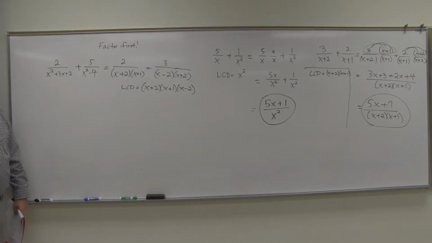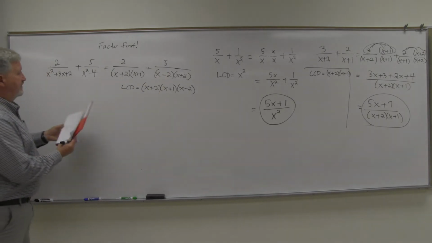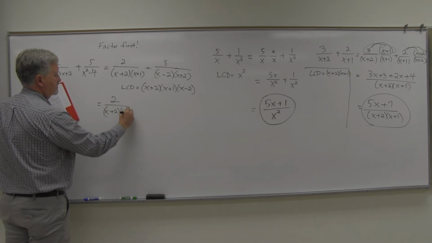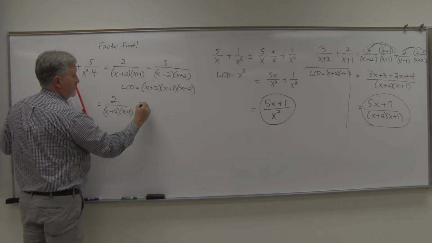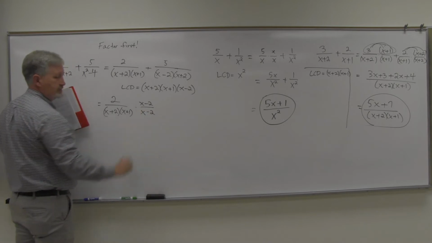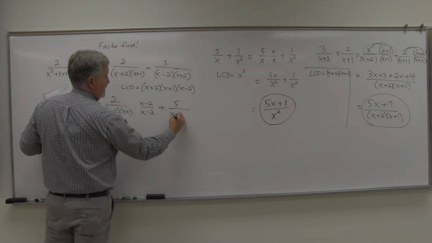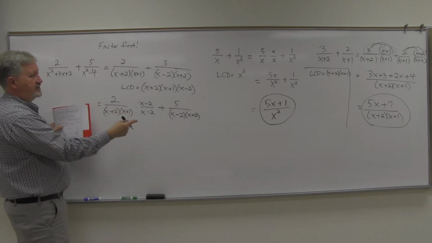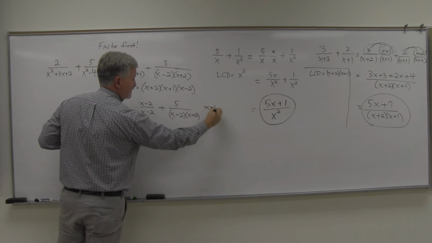Okay? And so I need to change that denominator into that, and that denominator into that. Well, how do I do that? Well, for this first one, what would I need to multiply by? It's got the x plus 2 and the x plus 1. And so I would need to multiply by the x minus 2. So top and bottom, multiply by x minus 2. On the second one, 5 over x minus 2, x plus 2. It's got the x minus 2 and the x plus 2. So I need to put in the x plus 1. So top and bottom, multiply by x plus 1.